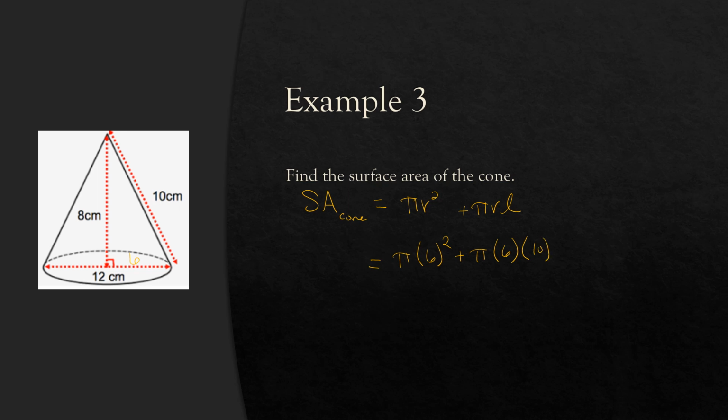When you're looking at a picture, make sure that you're taking the slant height, which is the one up here, and not the height of the cone. So this is our slant height, this would be our height. 36 pi plus 6 times 10, which is 60 pi, is going to be 96 pi. And then we need to look at our units. This was in centimeters, so it would be centimeters squared.